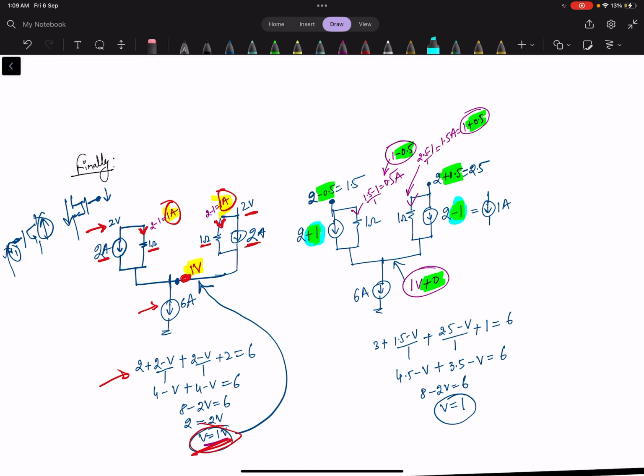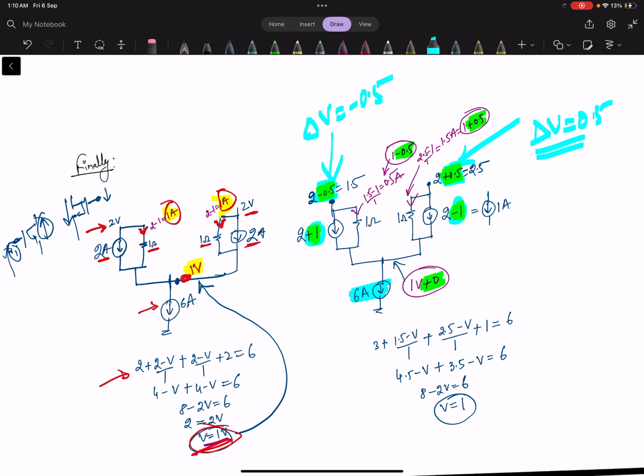Now, since this is a 6 ampere fixed current, an important thing is that this node voltage is decreased by 0.5 volt and this voltage is increased by 0.5 volt. So the important point is that the node voltage decreases here and increases here equally. Delta V here is 0.5, and here also delta V is minus 0.5.